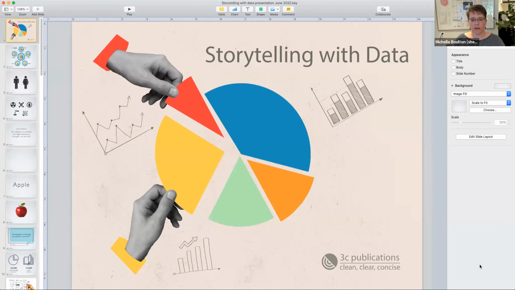I work a lot with academics. I work a lot with reports, technical information. Specifically, I call myself a clear communication specialist because I help people take complex information and translate that into something that's easy for all of us to access, to use, to understand. So that's really where I'm coming from. And so with that, I'm going to get started with my presentation.